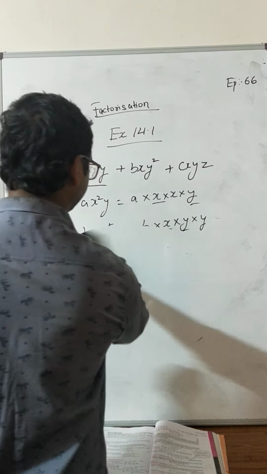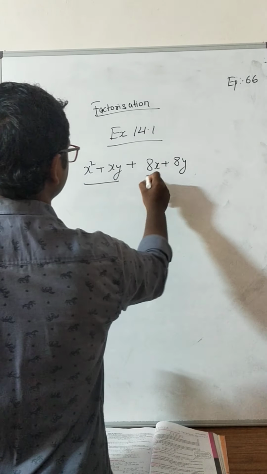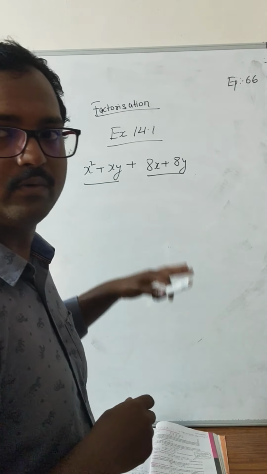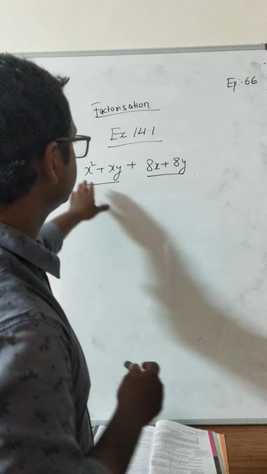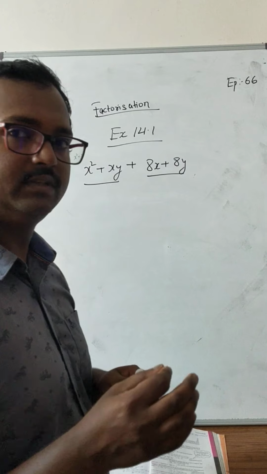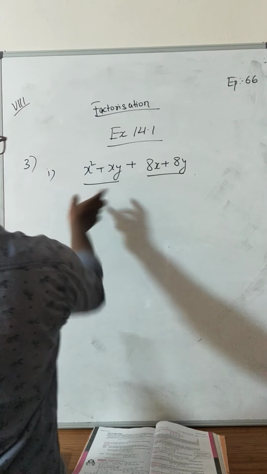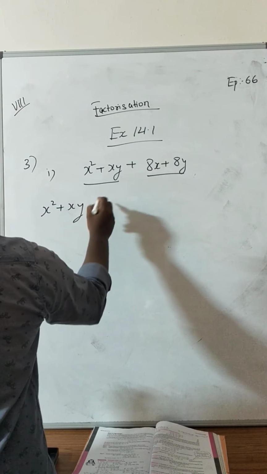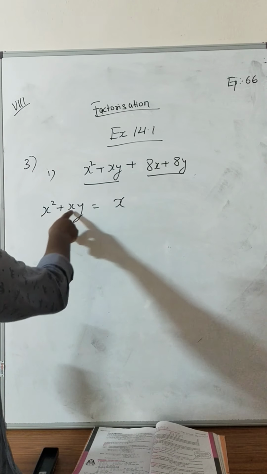The third one, the first value is x square plus xy plus 8x plus 8y. So here we are going to do grouping. When we take grouping, we will take these two and these two. It's not necessary that you take grouping in the order in which the question is given. You can take this and this also. But you have to make sure that we get some common factor. So what is our common factor? From x square plus xy, our common factor is very clear. x is common.